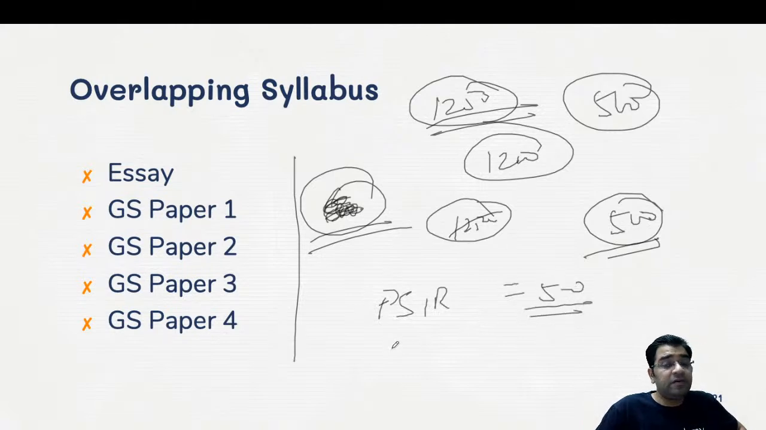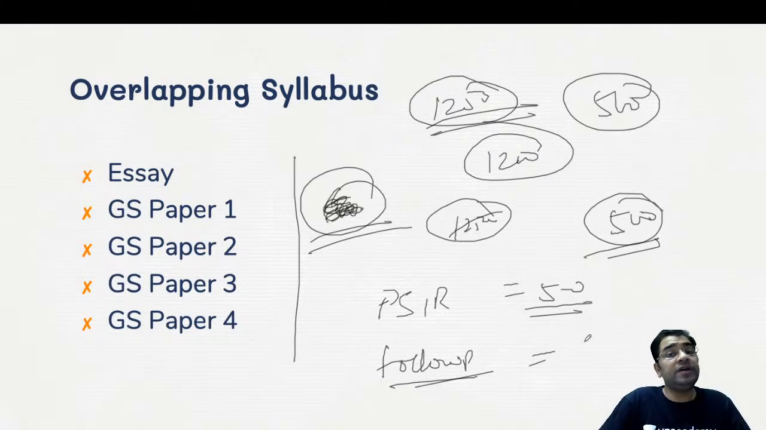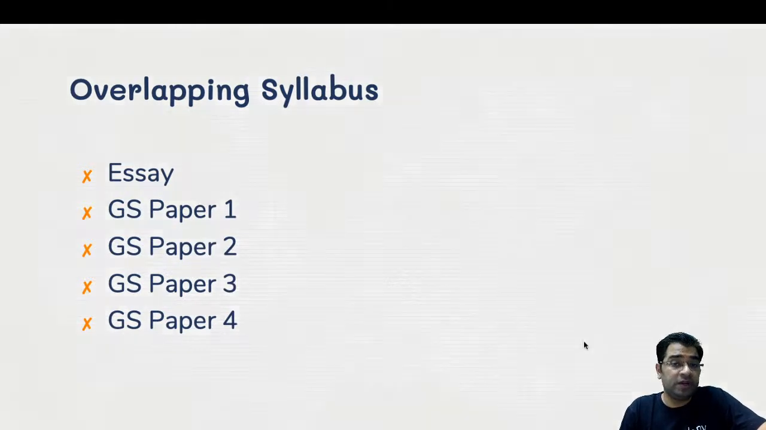Another 500 marks will be a follow-up kind of. That is your overlapping syllabus. You just have to focus on the next 750 marks. Okay, so this is how you can see that PSIR is really helpful for your day-to-day preparation, and it is helpful for your GS, and it is one of the most scoring optionals as well.